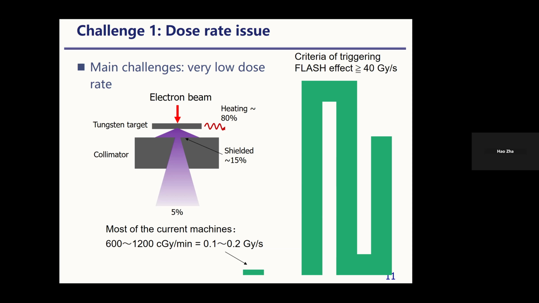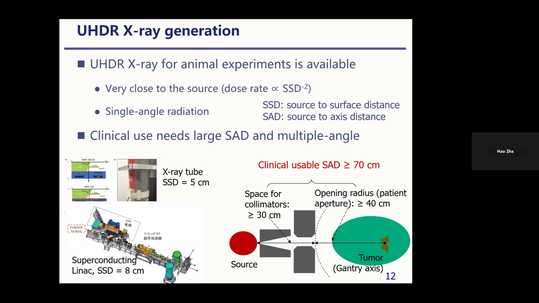Is it possible to generate ultra-high dose rate X-rays? Yes, it is possible. For example, if we want to conduct animal experiments, it has already been demonstrated worldwide. If you place the samples very close to the source, for example, if you have an X-ray tube and you place the animals, the mice, only 5 centimeters from the source, you can easily achieve a very high dose rate because the dose rate is inversely proportional to the square of the distance.